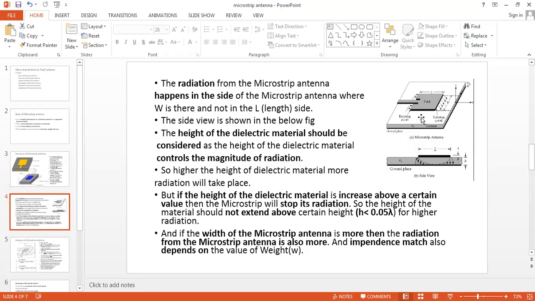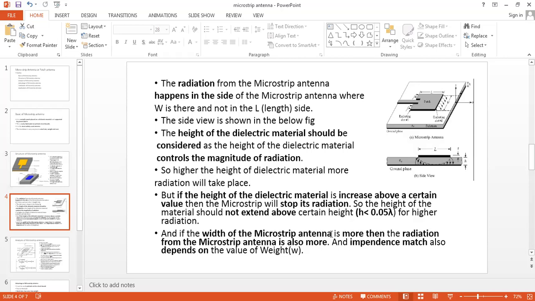Now, the height of the dielectric material should be controlled, because this height should be kept at a particular value so that it does not affect the radiation from the patch. If the height is more, the radiation is more. Good. But above a certain height, it will hinder the radiation. That is, it will stop the radiation from the patch. So the height is generally kept below 0.05 lambda.